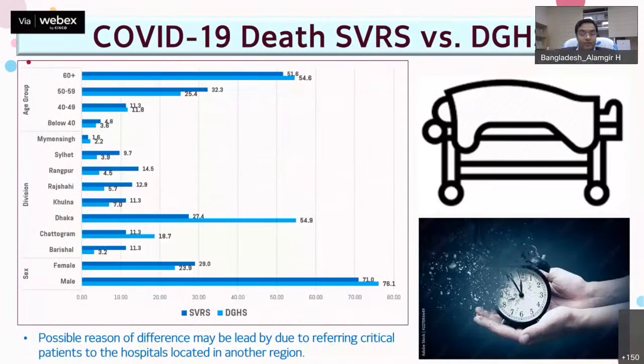Another interesting thing I would like to share here, in terms of sex, you can see that in the administrative system, females are less reported than males. So it is an interesting one, that in the administrative system, maybe the sex of the deceased person is not properly reported sometimes, or maybe they are somehow underreported, maybe in the SVRS system or maybe in the administrative data system.